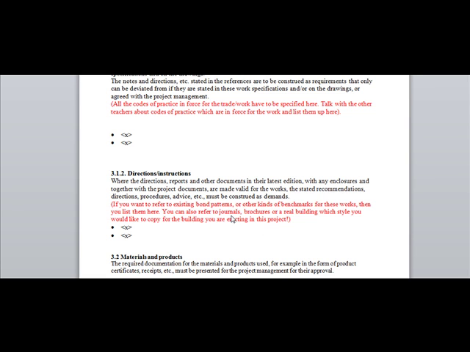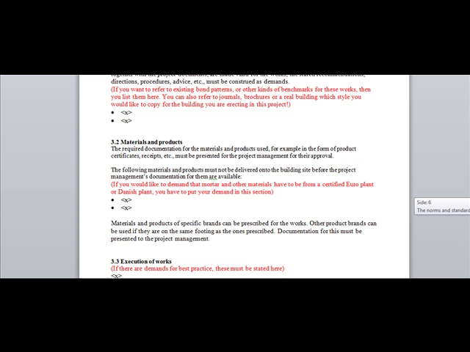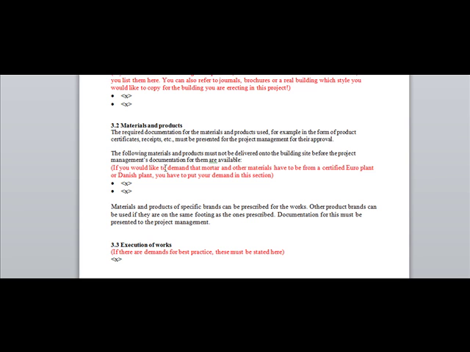And if we go on further with the materials and products, do the materials and products for this particular contract have to come from approved manufacturers, for example, something to do with certified Euro or Danish quality assurance systems and so on.